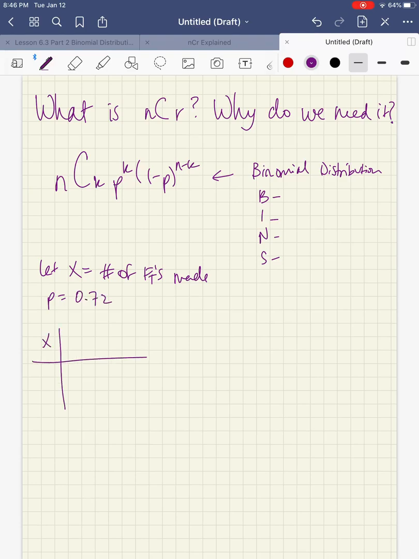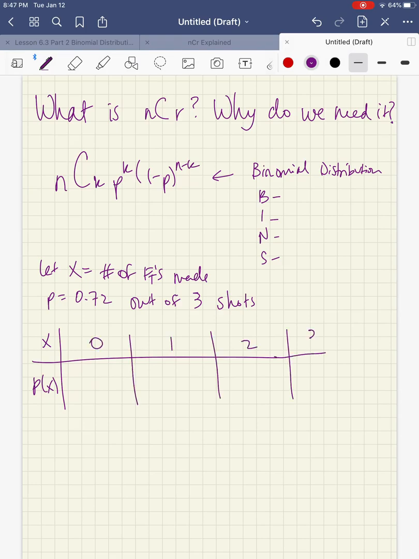So I could create my probability distribution here. The different options here, if he's shooting three shots, there are actually 4 options for him as a result. He could miss all of his shots, he could make 1, he could make 2, or he could make all 3, okay? And so then we can find the probability of each one.